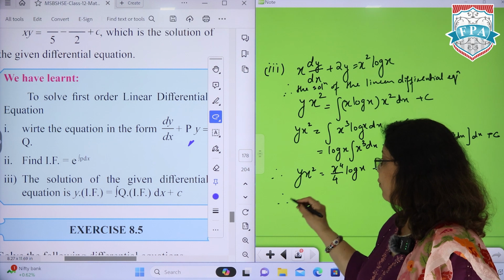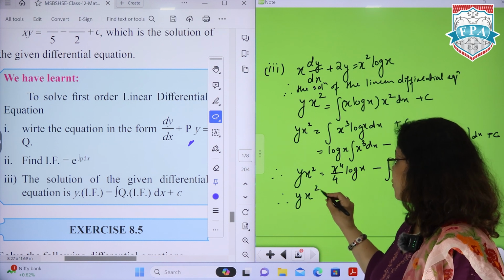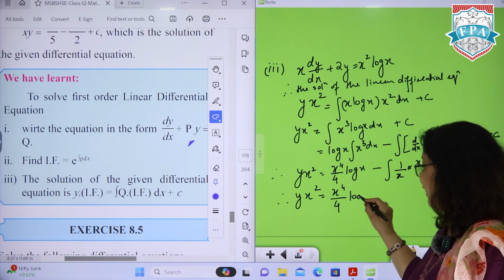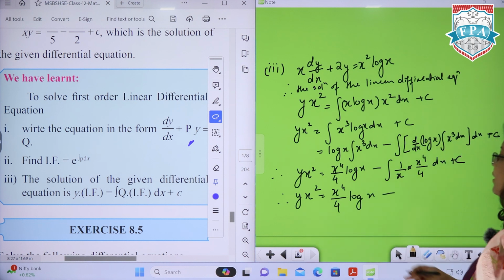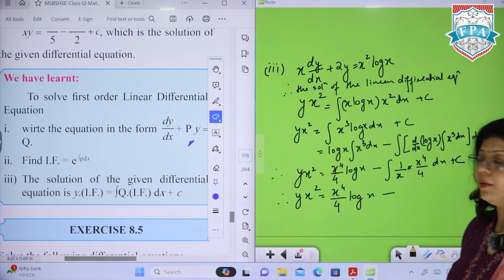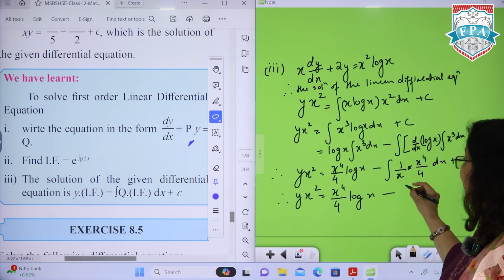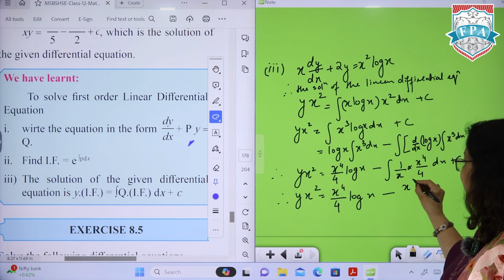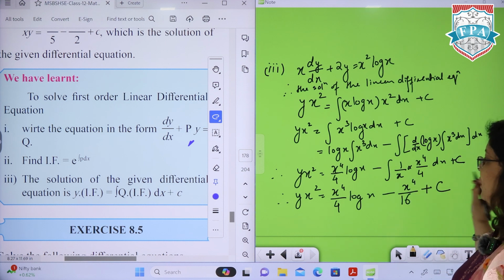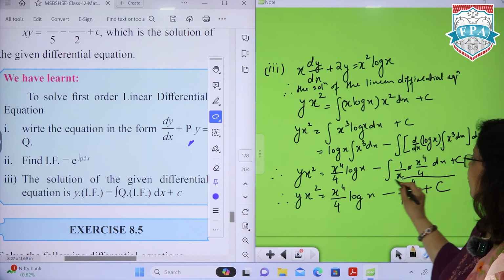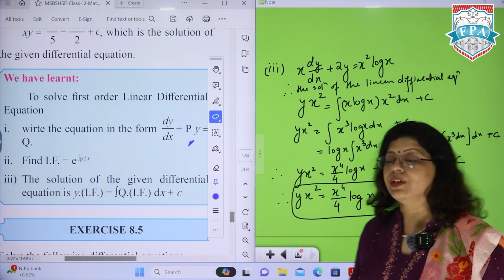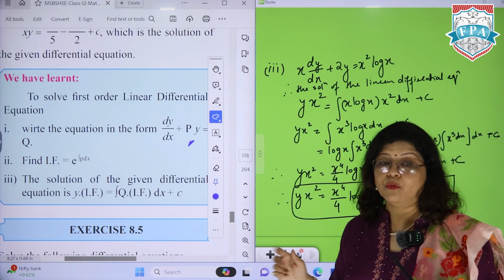So the final answer will become y x square is equal to x to the power 4 by 4 log x minus, now x to the power 4 divided by x will become x cube. The integral of x cube is x to the power of 4 upon 4, so 4 multiplied by 4 is 16, and c. So this will become your final answer for the differential equation in the linear format.